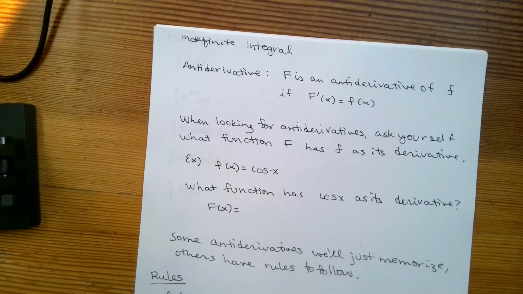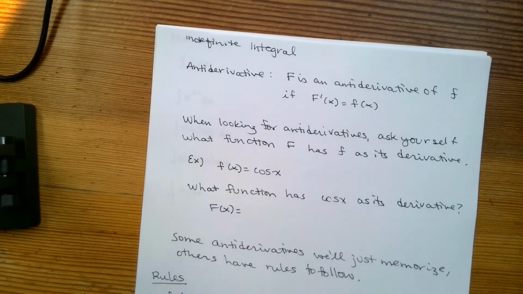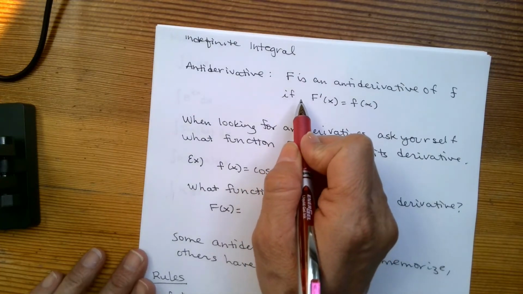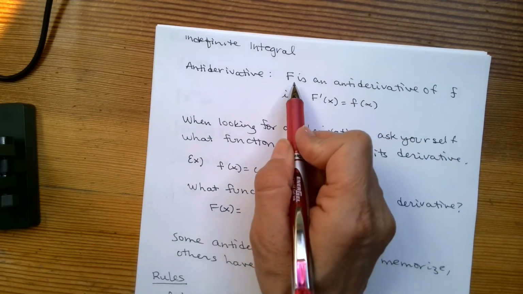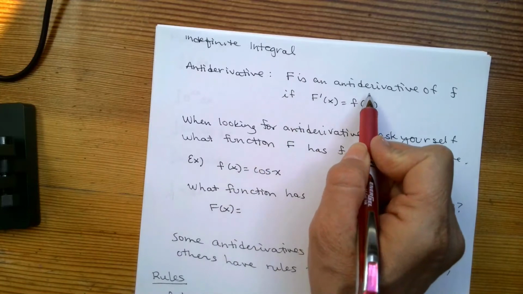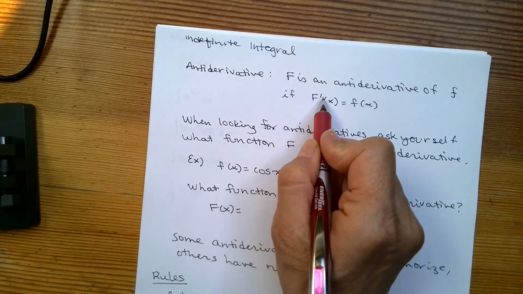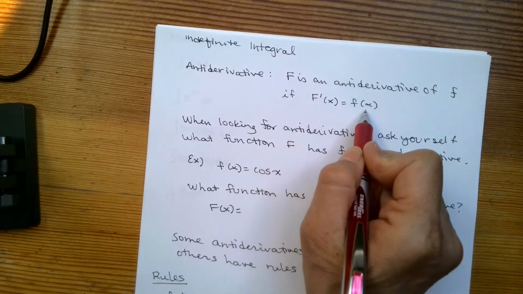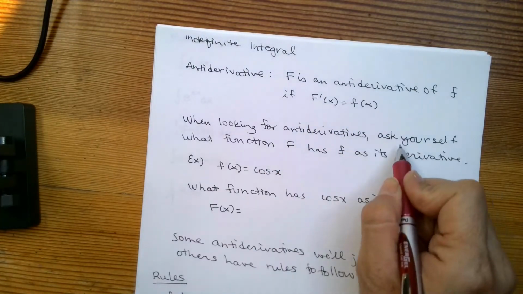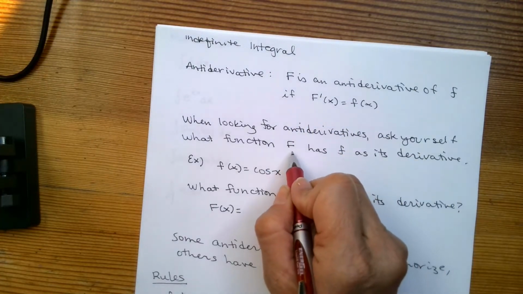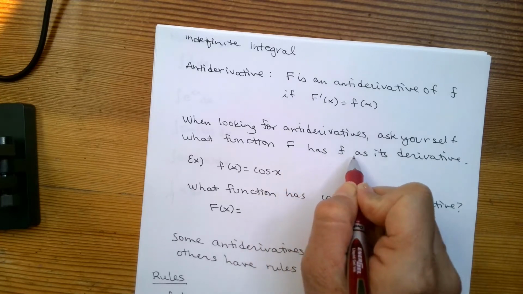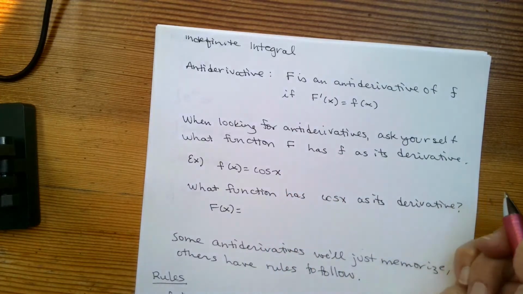So we calculate indefinite integrals. What we are looking for is the derivative. So, right, we are undoing the derivative. Capital F is an antiderivative of little f if big F prime of x equals little f of x. In other words, we ask ourselves, what function big F has little f as its derivative?